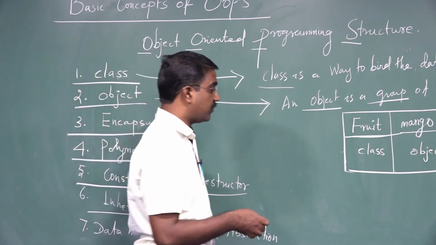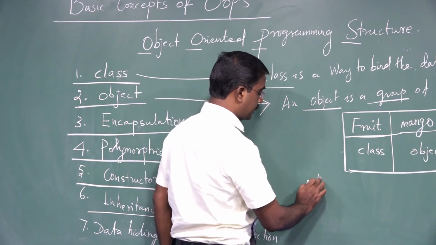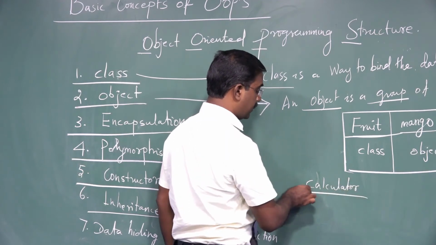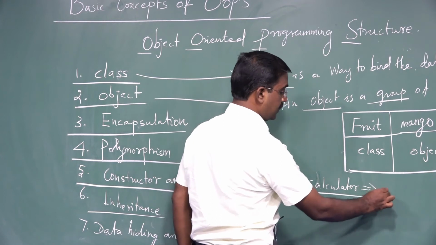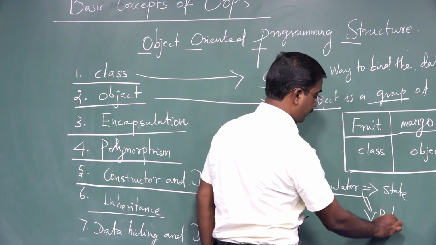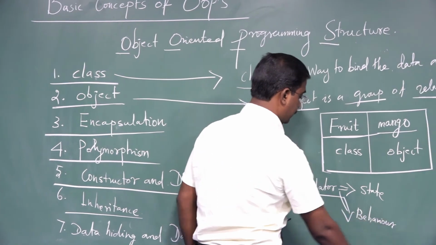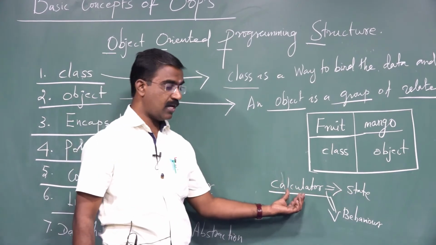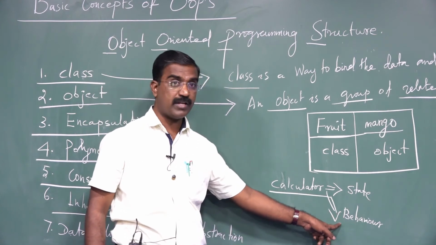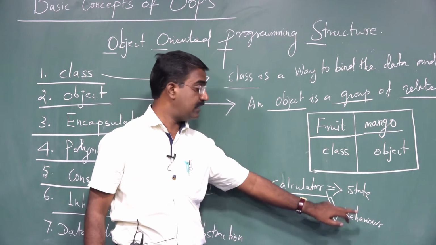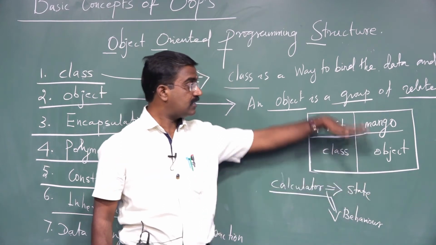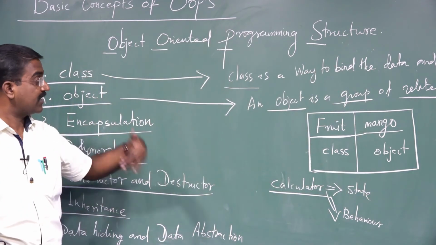How, sir? Suppose an example, a calculator. In this calculator, two things are there: one is state, another is behavior. The color and shape are state. The calculator doing addition, subtraction, multiplication is behavior. The state and behavior combined together is an object. This is about classes and objects in detail.